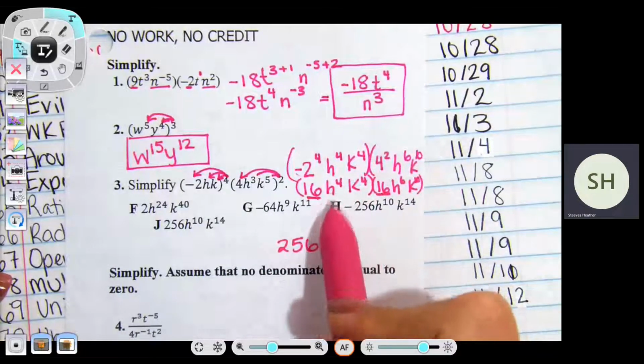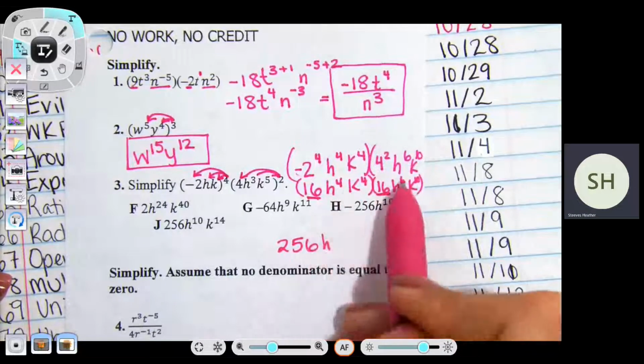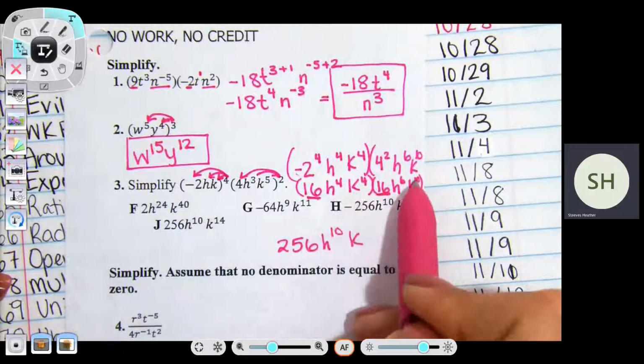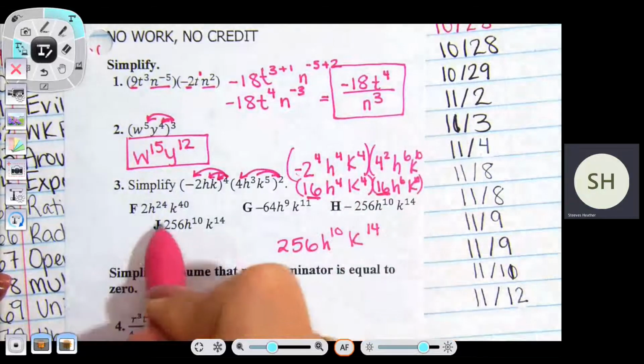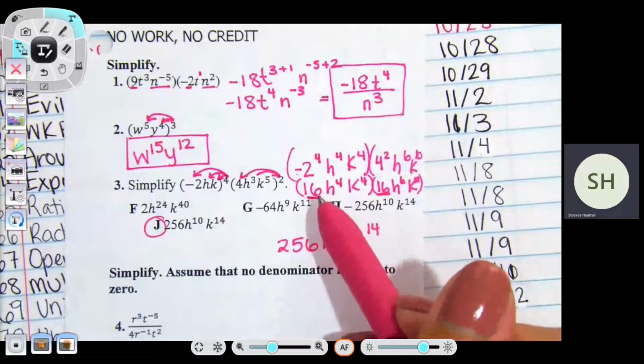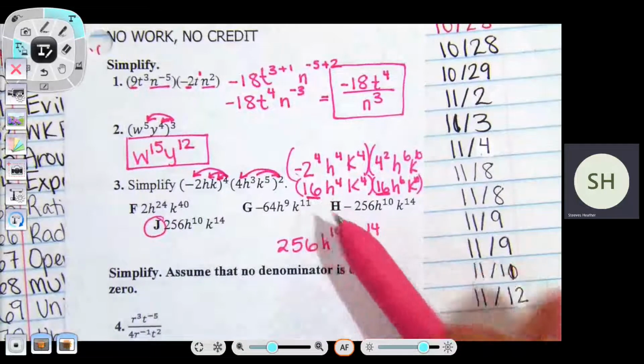Add my little h's, h to the 4th plus h to the 6th makes h to the 10th, k to the 4th plus k to the 10th makes k to the 14th. So a lot of people were getting h because they messed up and thought this was a -16. -2 4 times will make a positive number.